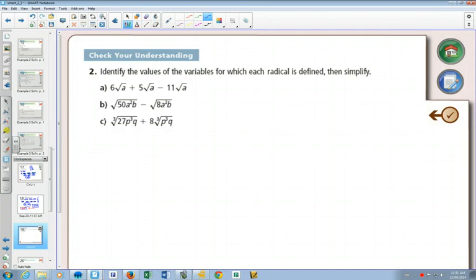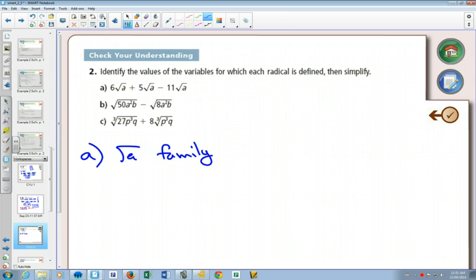So example 2 is similar to example 1, but now we introduce variables. So instead of being part of the root 2 family or the root 3 family, this first one, everything is part of the root A family. In addition to simplifying it, the question asks us to say where it's defined.